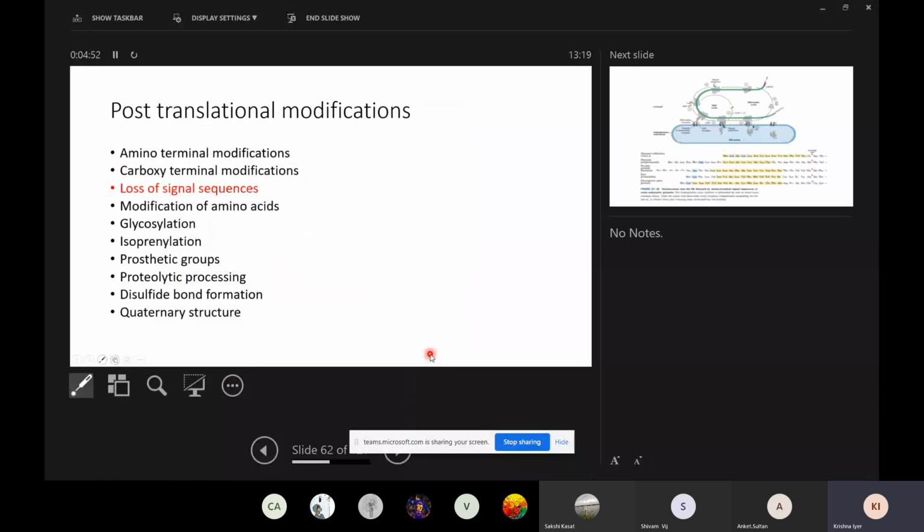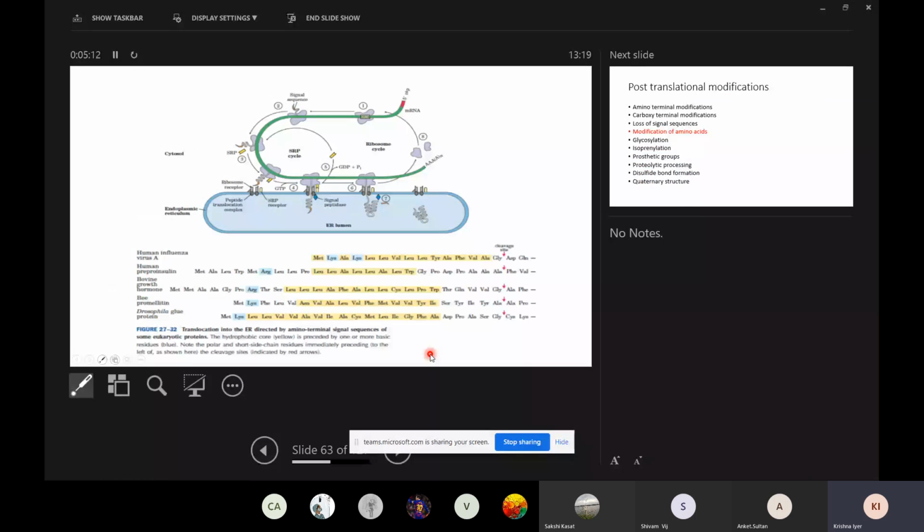In addition to this, you also find that many times a stretch of amino acids from the N terminal is removed. The reason for removal is that the function of some of the amino acids at the N terminal is to direct the synthesized protein to different parts of the cell. This is shown here. For example, translocation into the endoplasmic reticulum directed by amino terminal sequences of some eukaryotic proteins. Here are some eukaryotic proteins where the amino terminal, shown here in yellow, is responsible for directing them to the endoplasmic reticulum.